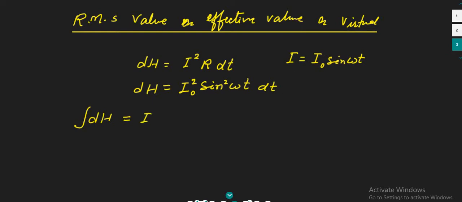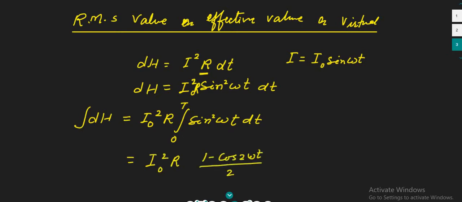integration. I naught square R and integration of sine square omega t. Because sine square is a variable portion, integrate it from 0 to T for the full cycle. Then take I naught square R out of the integration. The trigonometrical formula of sine square omega t is (1 minus cos 2 omega t) by 2, and integrate this once again from 0 to T for the full cycle.